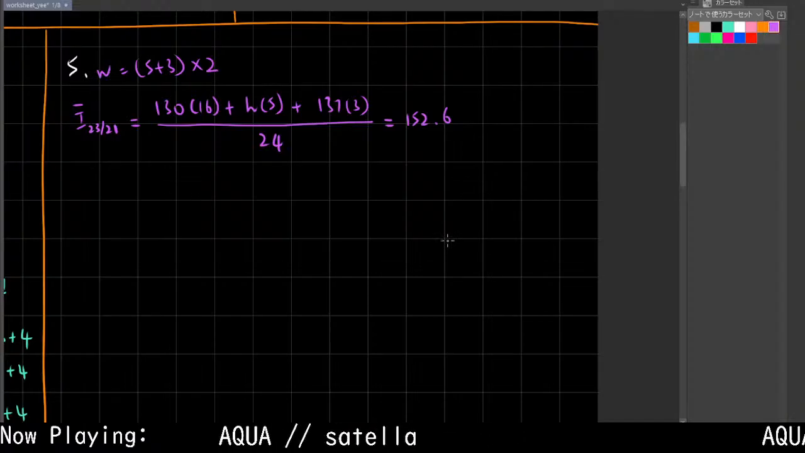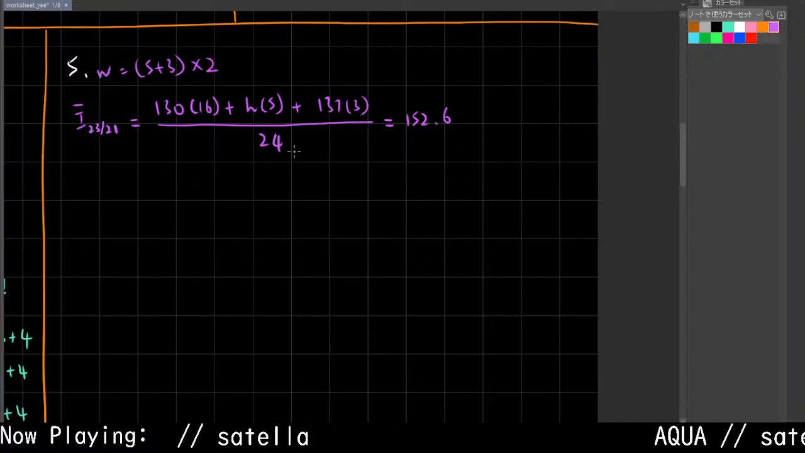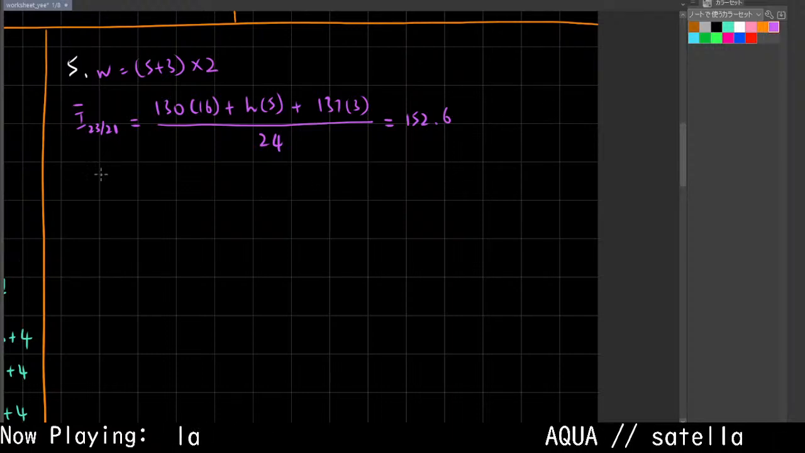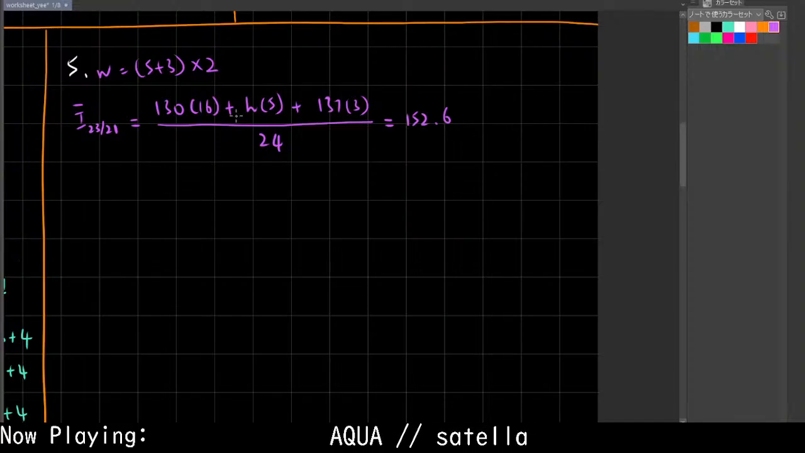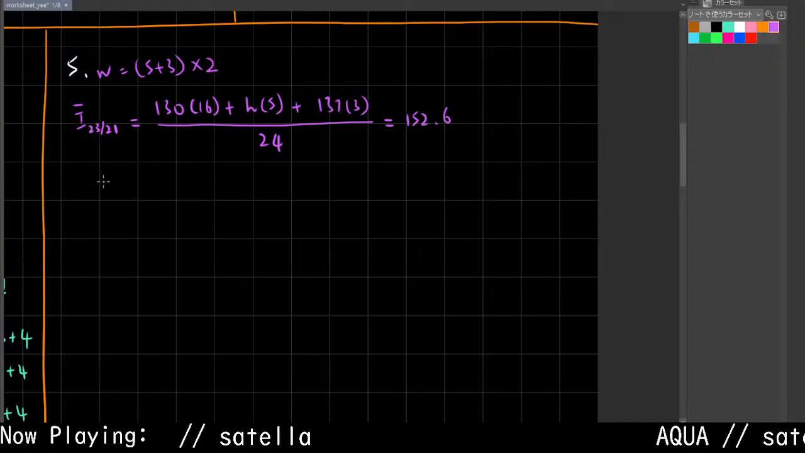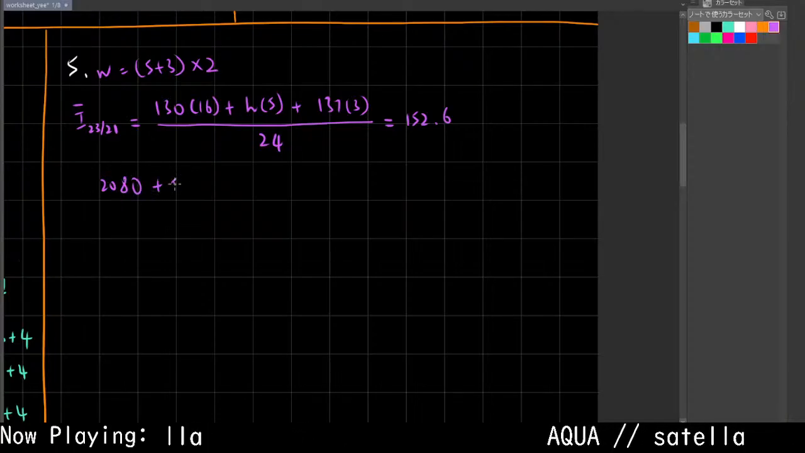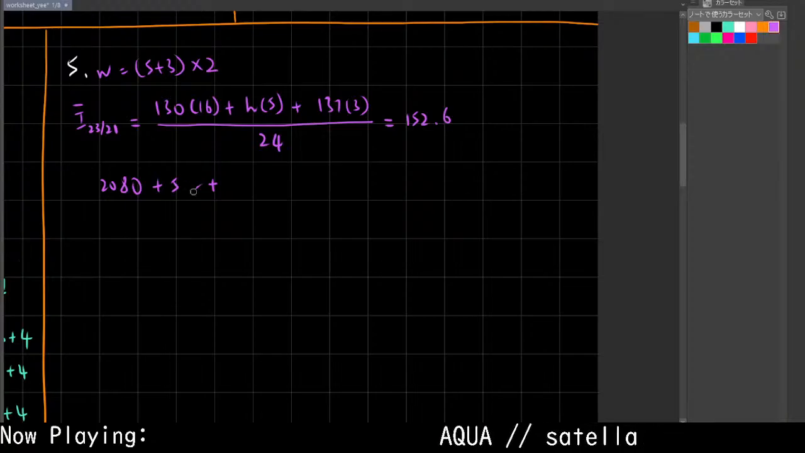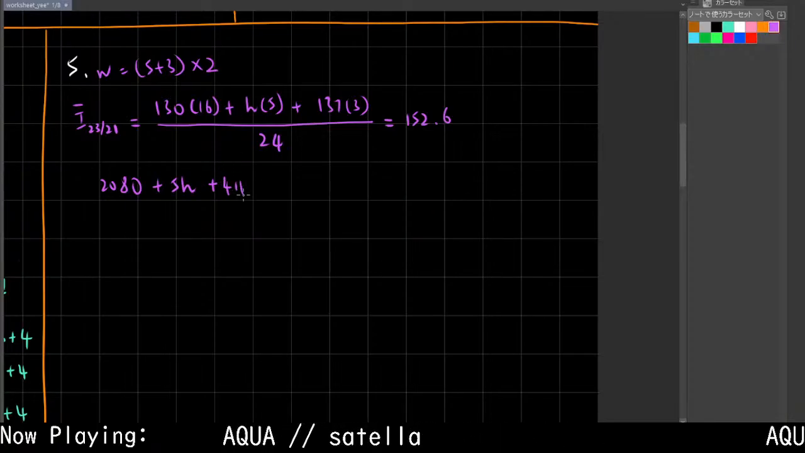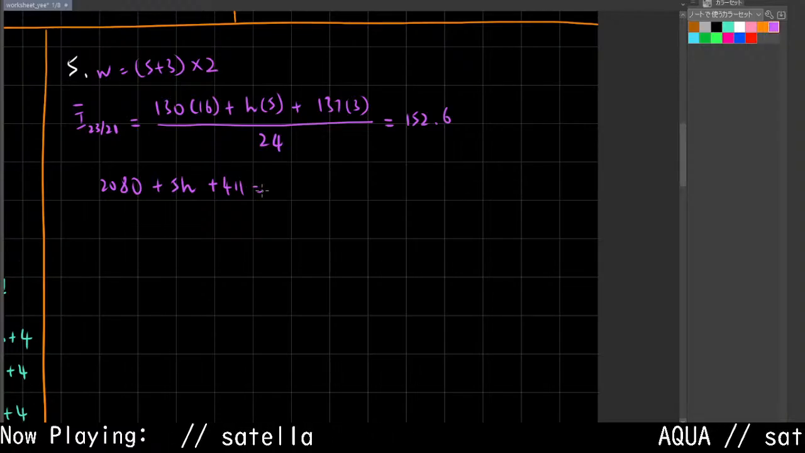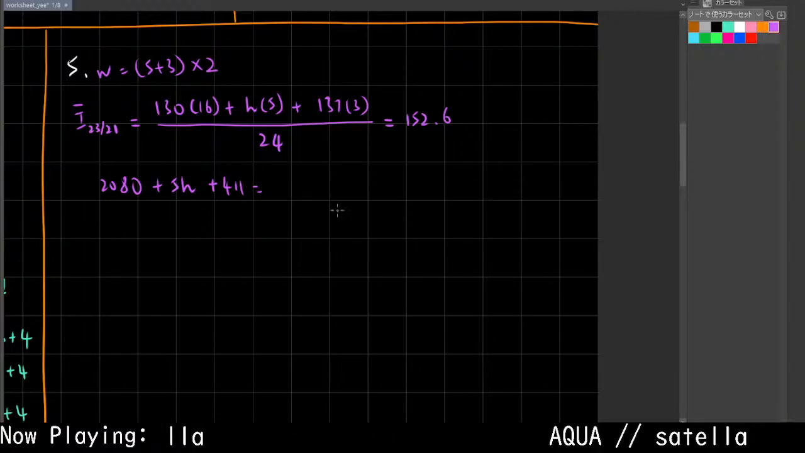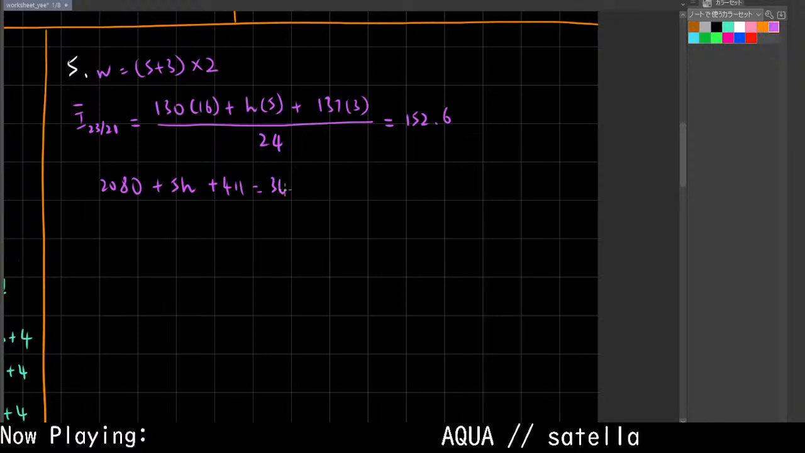Okay, continue. So this one you just rearrange. Your 24 you bring over to multiply. Let's multiply all these together. I'll get my calculator. Okay. 2080 plus 5h plus 137.8 times 24 equals 152.6 multiplied by 24. So you get 3662.4.